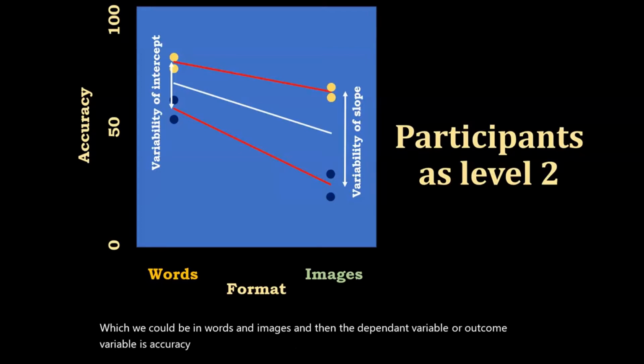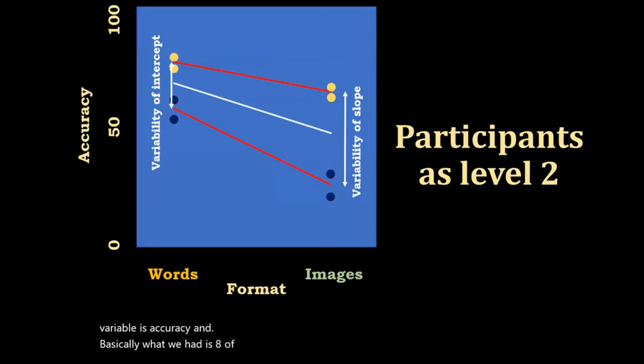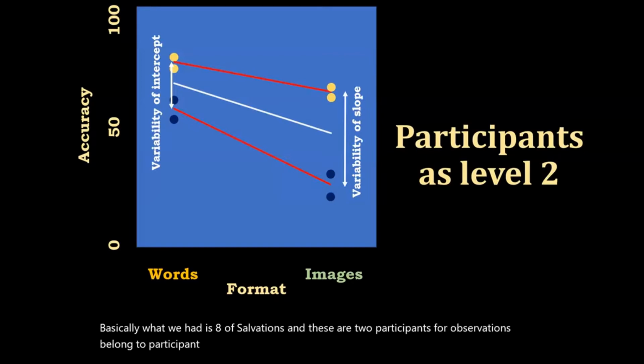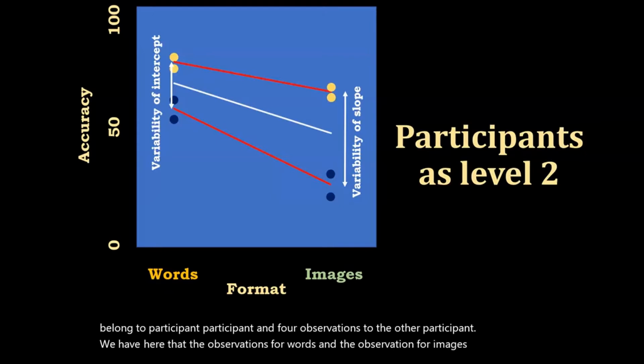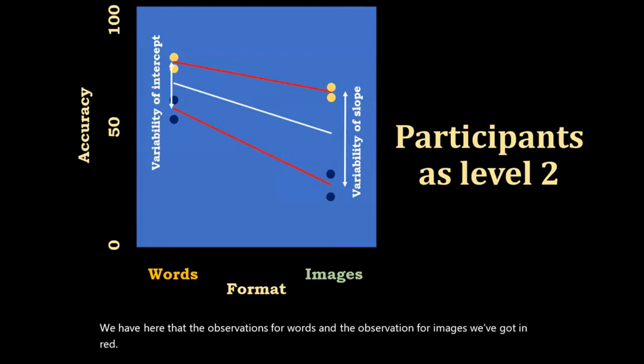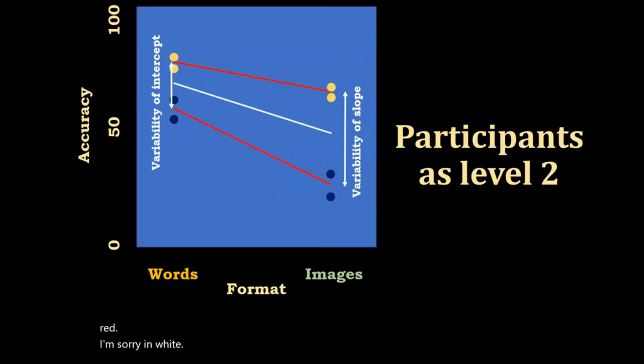Basically what we had is 8 observations, and these are 2 participants. 4 observations belong to one participant, and 4 observations to the other participant. And we have here the observations for words and the observations for images. We've got in red, in white, that's the average intercept and the average slope.